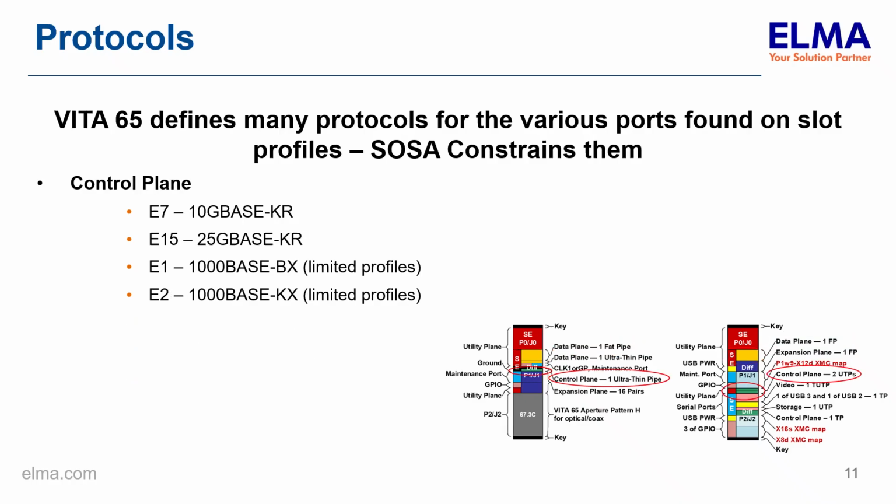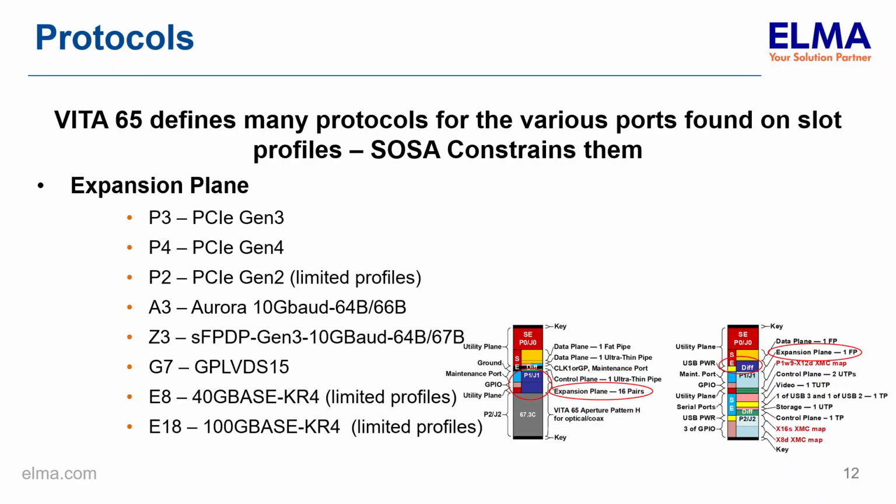The control plane is further constrained to only Ethernet protocols, specifically 10G base KR and 25G base KR, and in certain profiles, 1000 base BX and 1000 base KX. The expansion plane allows for a wider selection of protocols because, unlike the data plane and control plane, it is used for off-chassis links as well as slot-to-slot links.